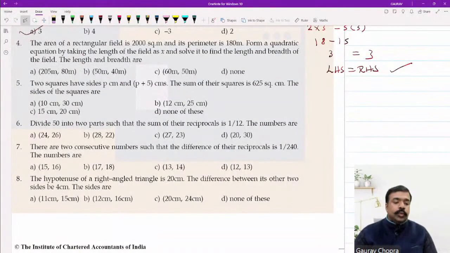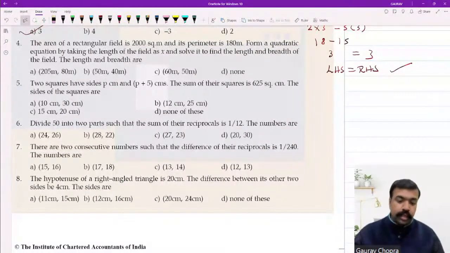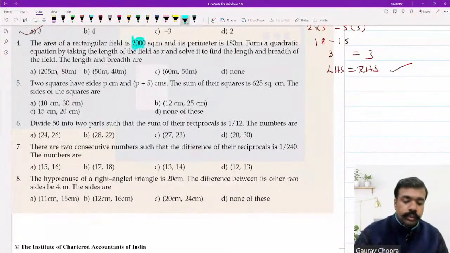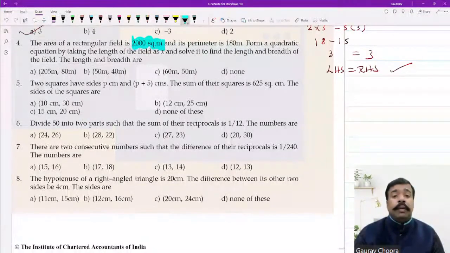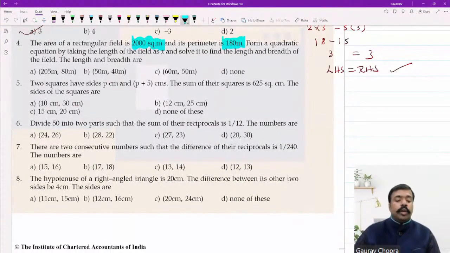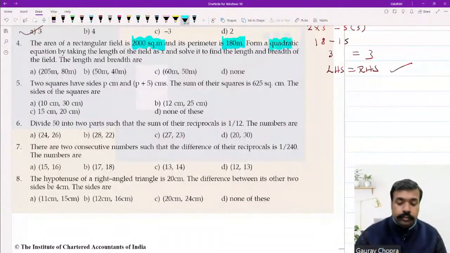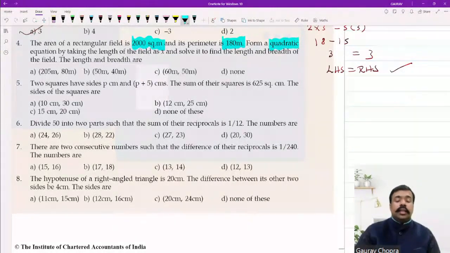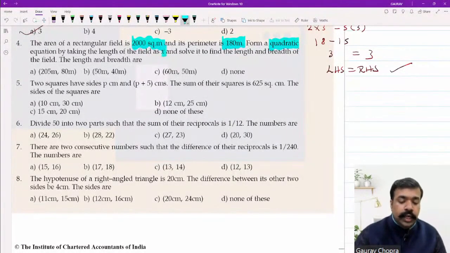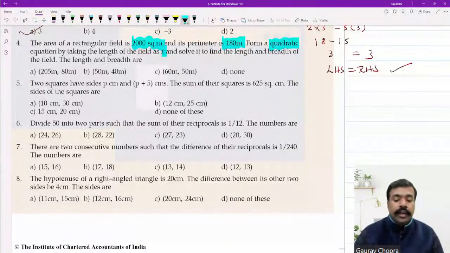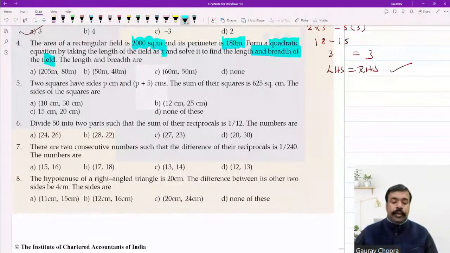Now, the next one. The area of a rectangular field is 2000 square meter. This is the area which is given, and its perimeter, meaning the sum of all sides, is 180. Form a quadratic equation by taking the length of the field as x, and solve it to find out the length and breadth of the field. So we have to calculate the length as well as the breadth.